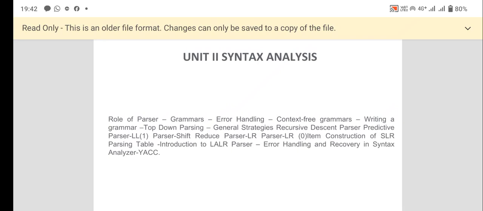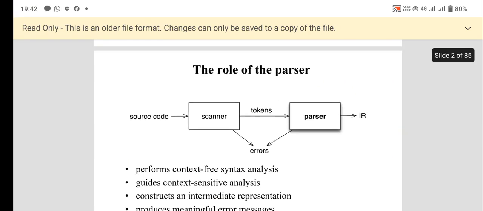The various topics in that syntax analysis are role of parser, grammars, error handling, context free grammars, writing a grammar, top down parsing, general strategies, recursive descent parser, predictive parser, LL(1), shift reduce parser, LR parser, LR(0) item, construction of SLR parsing table, introduction to LALR parser, error handling and recovery in syntax analyzer, and YACC. Now, the role of the parser.